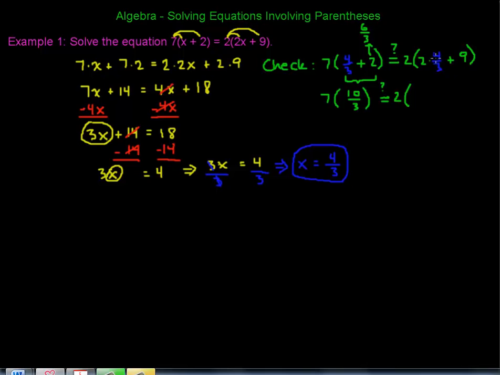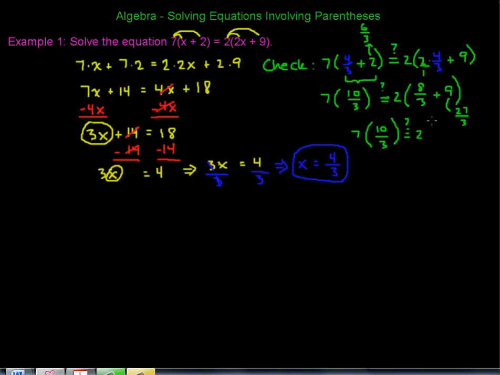On the right, we have 2 times 4/3. We can make that 2 over 1 if you like. 2 times 4 is 8 over 1 times 3 is 3. And then we add 9. And so the next step we would want to do is to convert the 9 into a fraction where 3 is the denominator. Again, I'm going to cut to the chase. That's 27/3.